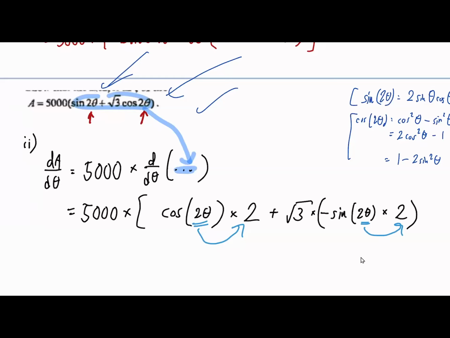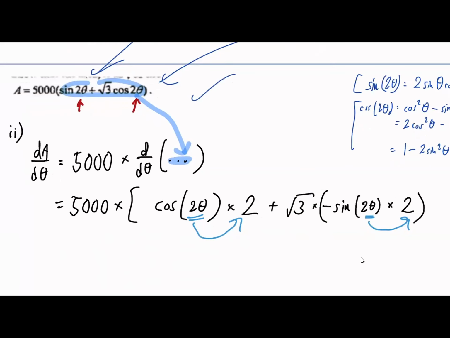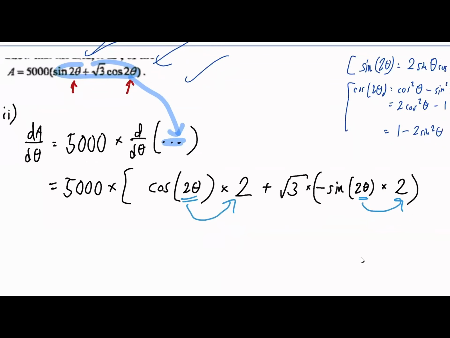Okay. But when you have root 3 times, you must put a bracket, okay? Just put a bracket. Don't let the times and the minus sign meet each other. Two signs cannot meet each other. Okay, so let's just simplify this.